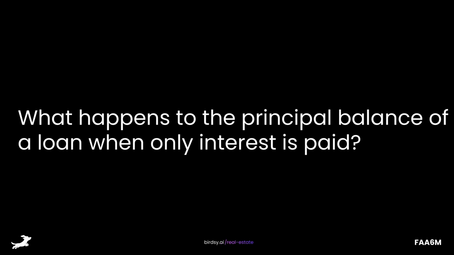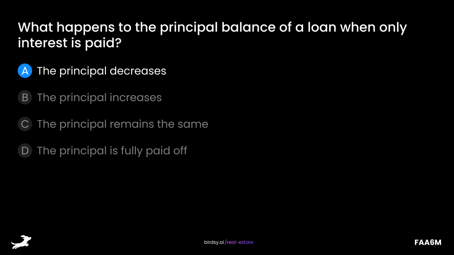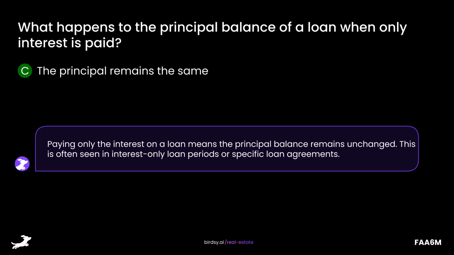What happens to the principal balance of a loan when only interest is paid? Is it A, the principal decreases, B, the principal increases, C, the principal remains the same, or D, the principal is fully paid off? The answer is C, the principal remains the same. Paying only the interest on a loan means the principal balance remains unchanged. This is often seen in interest-only loan periods or specific loan agreements.